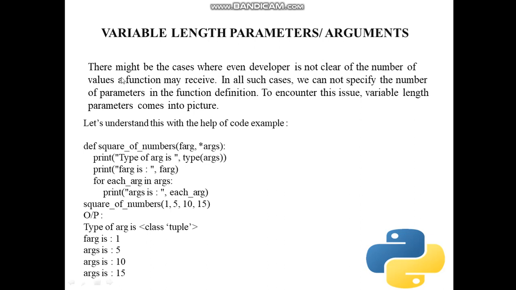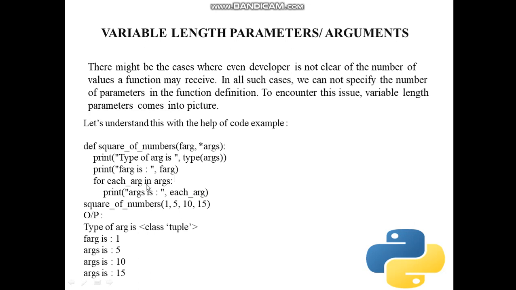See, I'm taking a function def square of numbers, and here I'm passing the first argument, and then I'm writing star args. This star args means what? It is any number of arguments. So if I write star args, the compiler will understand that any number of arguments are going to come. Then I'm printing the type of args, type(args). Print first arg is, that I'm printing whatever the second argument is.